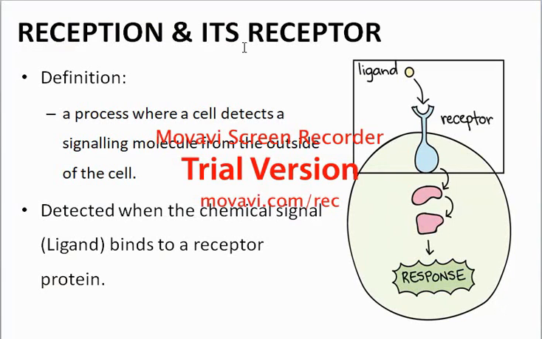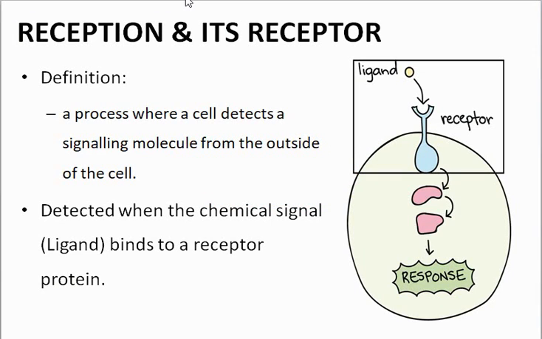Reception. Reception is a process where a cell detects a signaling molecule from the outside of the cell. A signal is detected when the chemical signal, which is known as a ligand, binds to a receptor protein on the surface of the cell or inside of the cell.